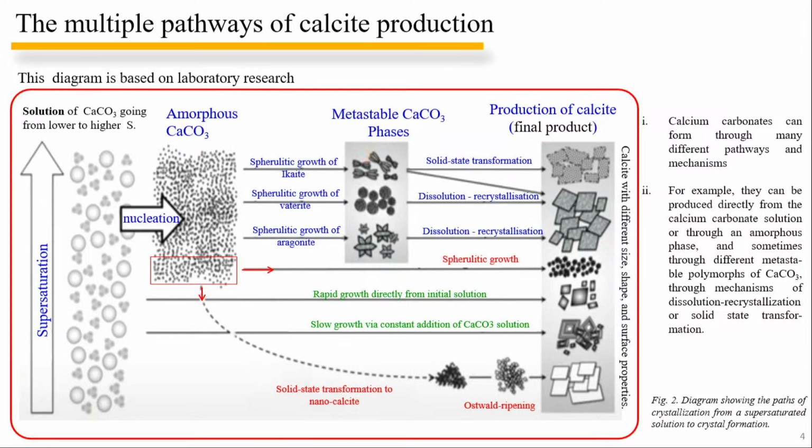Calcium carbonate can form through many different pathways in mechanics. For example, it can be produced directly from the calcium carbonate solution, or through amorphous phases, and sometimes through different metastable polymorphs of calcium carbonate through mechanisms of dissolution, recrystallization, or solid state transformation.